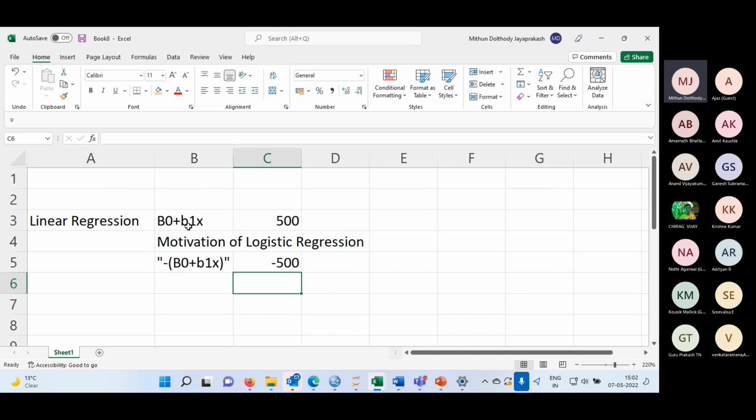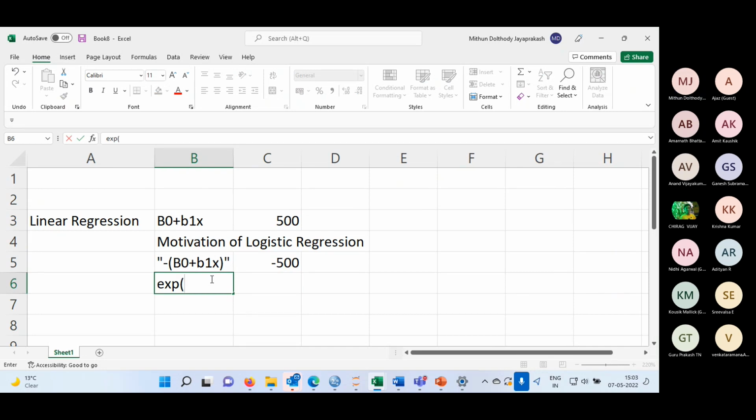Correct? You may have 100 variables here. Sir, B0 plus B1x, you have B2 plus beta 2 into X2 plus beta 3 into X3. If you take some number, you'll get some number here as the output, 500, 5000, whatever it is. Now what I'm going to do is, can I just pass this entire thing under the exponential function? Exponential of minus B0 plus B1x.